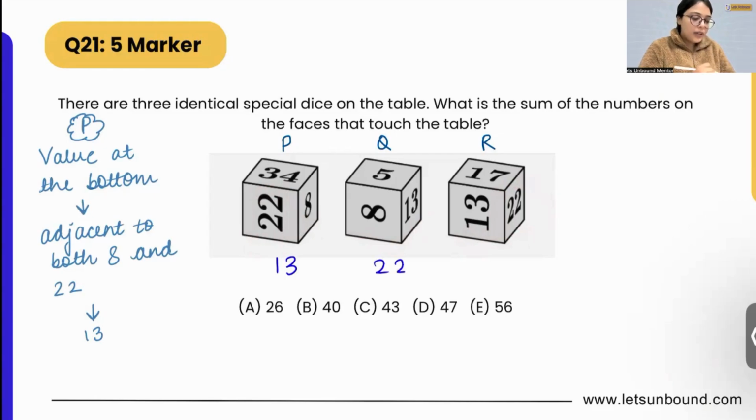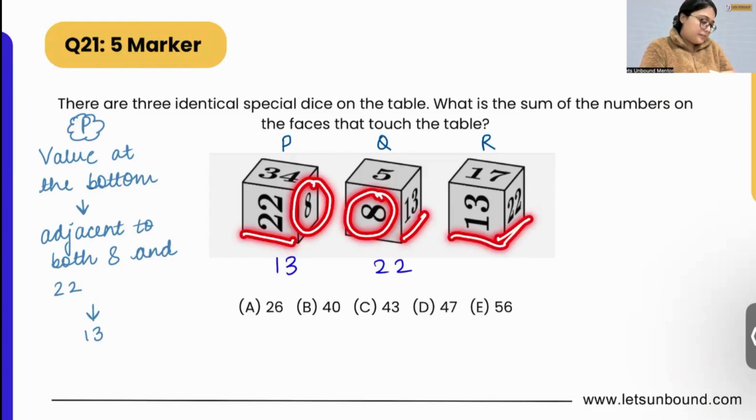So 22. And for the third one, we need to find a digit which is adjacent to both 13 and 22. So let's take help of the first 2 dice. We can see 8 is adjacent to 22 and here 8 is adjacent to 13. So that means definitely this 8 should be at the bottom.